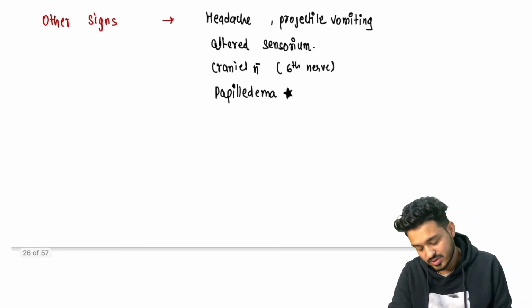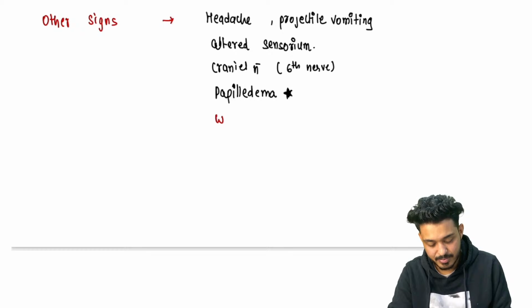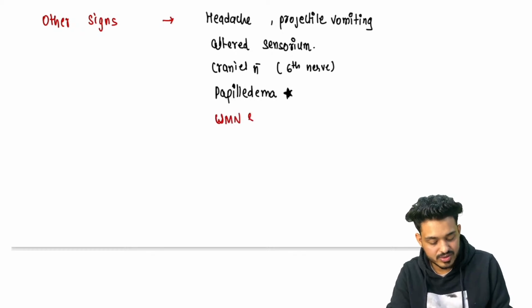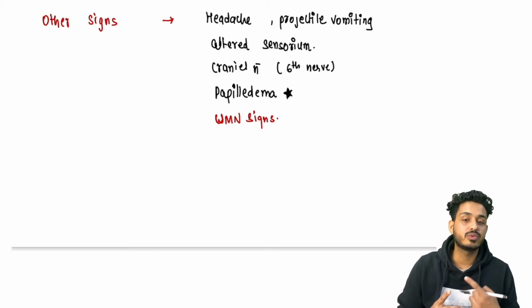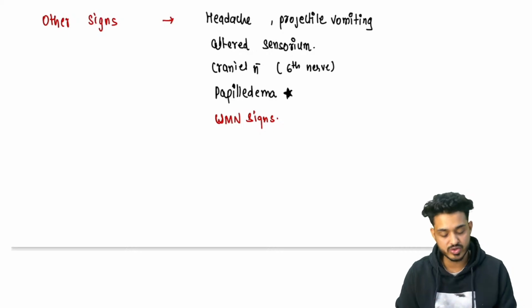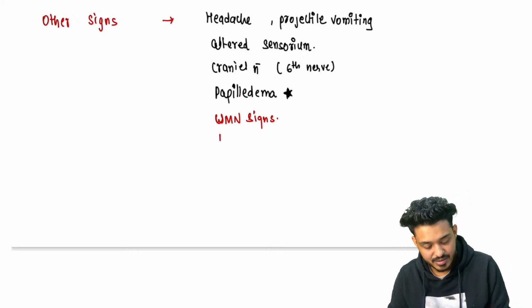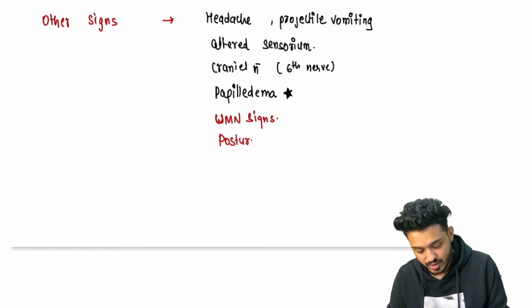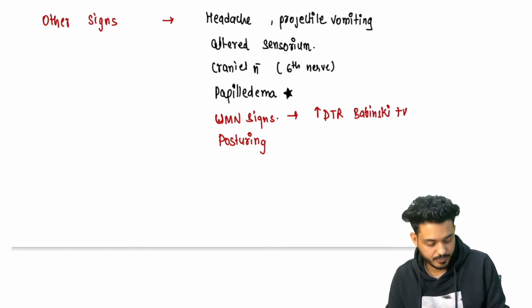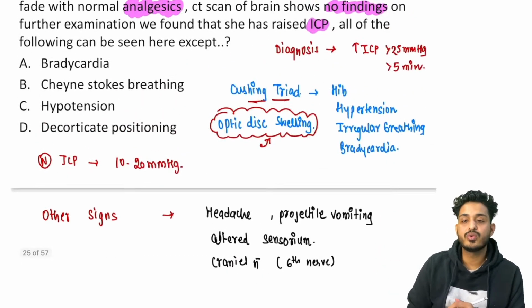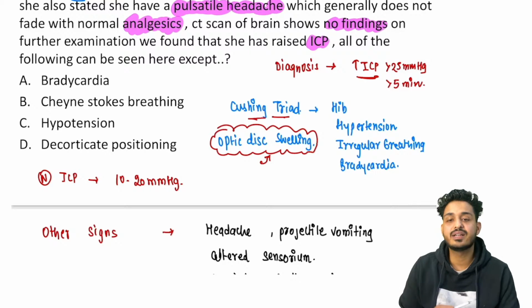Apart from that, we can have some bad signs. What are these bad signs we are having? Upper motor neuron signs we can have. We can have posturing. Two types of posturing I've taught you: decorticate posturing and decerebrate posturing, right? Decorticate rigidity, decerebrate rigidity. You can also have upper motor neuron signs. These are going to be exaggerated deep tendon reflexes, and you will be having Babinski positive. Okay, all these things are going to go in the diagnosis of raised intracranial pressure.